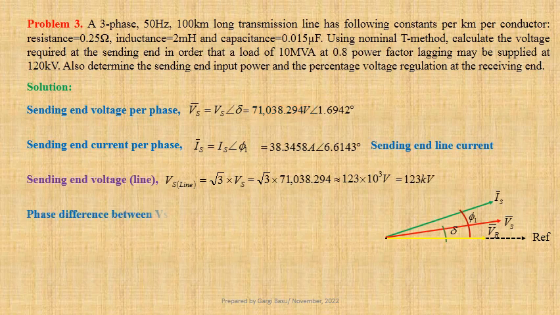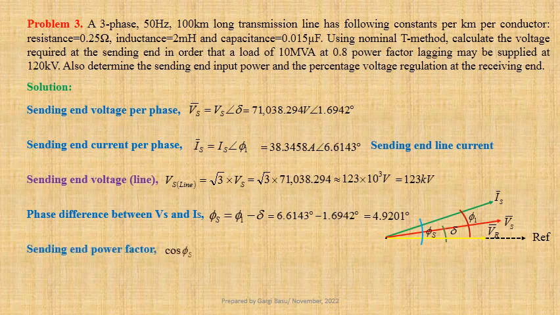Phase difference between Vs and Is, phi s equals phi 1 minus delta. Using values we get 6.6143 degree minus 1.6942 degree, that gives us 4.9201 degree. Let us now calculate sending end power factor. Cos phi s equals cos of 4.9201 degree, that gives us 0.9963 leading. Now we shall calculate sending end input power.